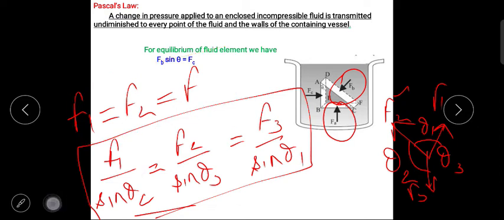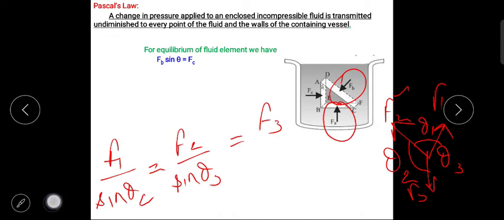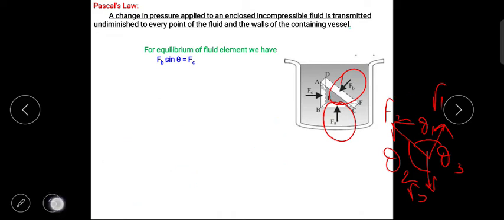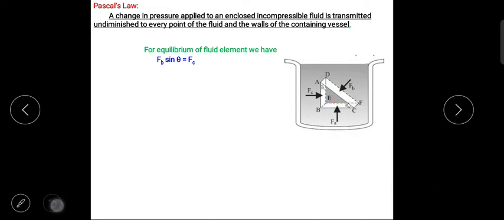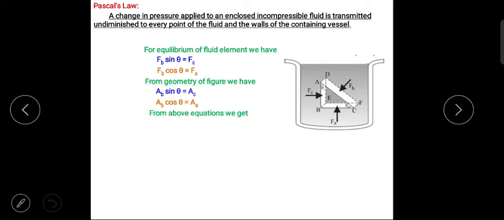Thus Pascal says that the change in pressure applied to any enclosed incompressible fluid is transmitted undiminished to every point of the fluid and the walls of the containing vessel. So here is the proof that FB cos theta will be equal to FA. And from the geometry of the figure, we have AB sin theta equal to AC, and AB cos theta equal to the A component.